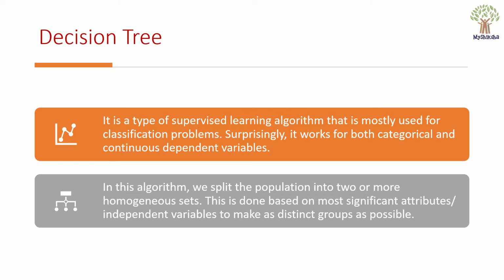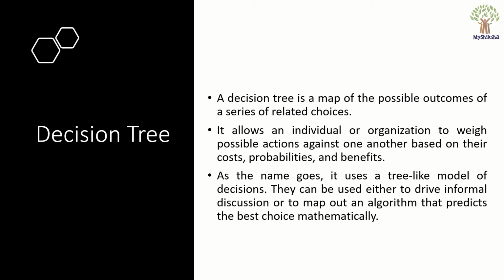In this algorithm, we split the population into two or more homogeneous sets. This is done based on the most significant attributes or independent variables to make as distinct groups as possible. So how do we define a decision tree? A decision tree is a map of the possible outcomes of a series of related choices. Step by step, you are breaking the larger problem into smaller ones. It allows an individual or organization to weigh possible actions against one another based on the cost, profitability, and the benefits.